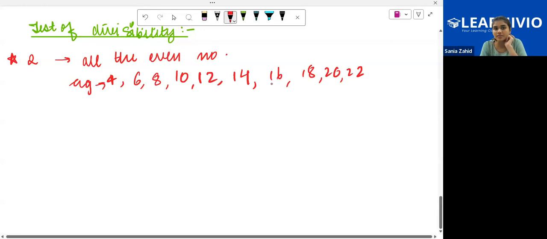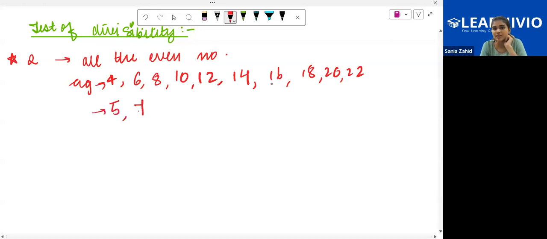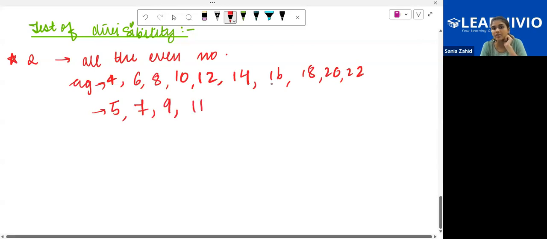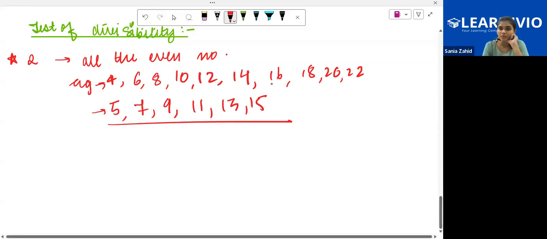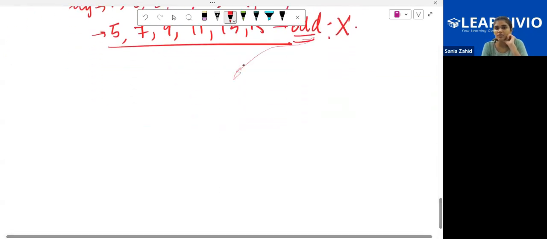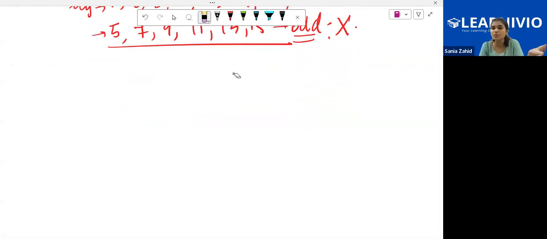And let's consider another set of examples like I have 5, I have 7, I have 9, I have 11, 13, 15. Now all these numbers, are they divisible by 2? No. Why? Because these are odd numbers. So these are not divisible by 2, but all the even numbers are divisible by 2. So that is the test of divisibility for 2. So if you have to check if the given number is divisible by 2 or not, you will just simply check if the given number is even or odd. If the given number is even, that means yes, it is divisible by 2. If the given number is odd, that means it is not divisible by 2.